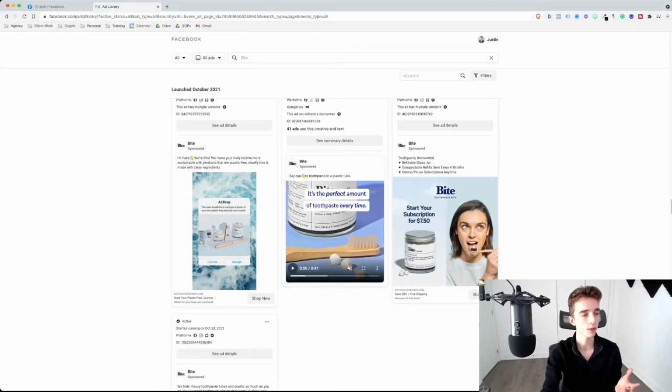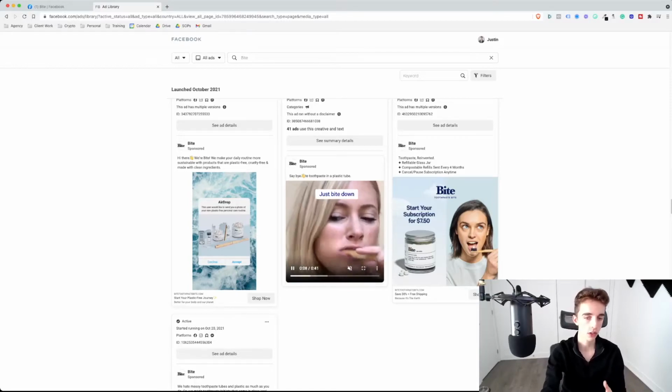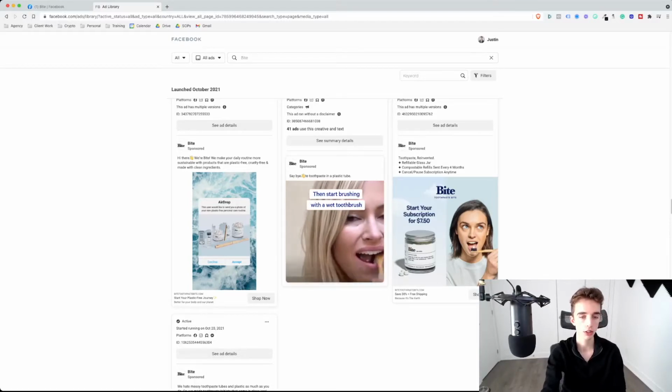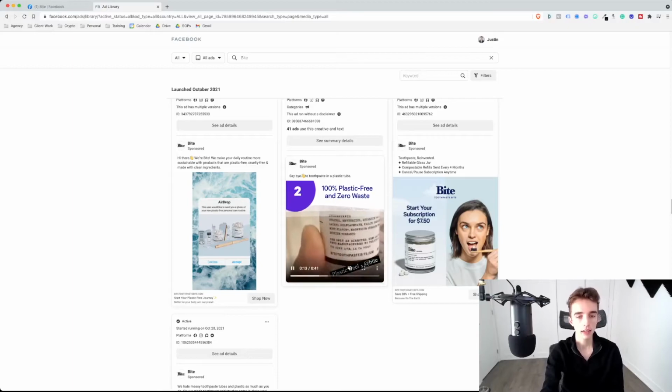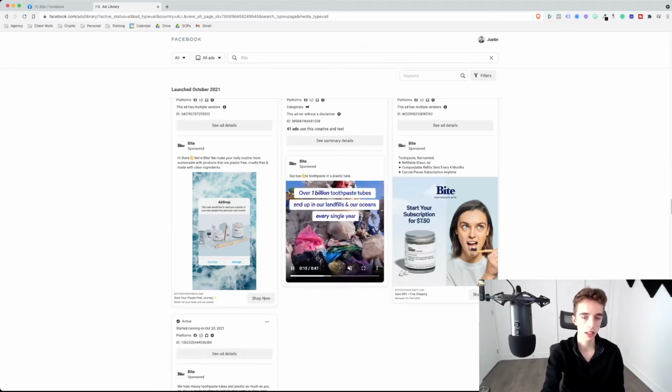And they literally tell you at first, 4 reasons why Bite is better than your conventional options. So it's the perfect amount of toothpaste every time. It's good, just bite down. So basically they show you in action how easy it is to use. Then they talk about the environment, how the conventional options, again, it's always a comparison.